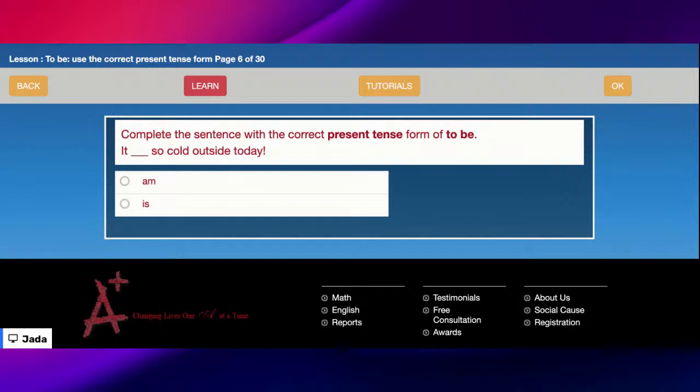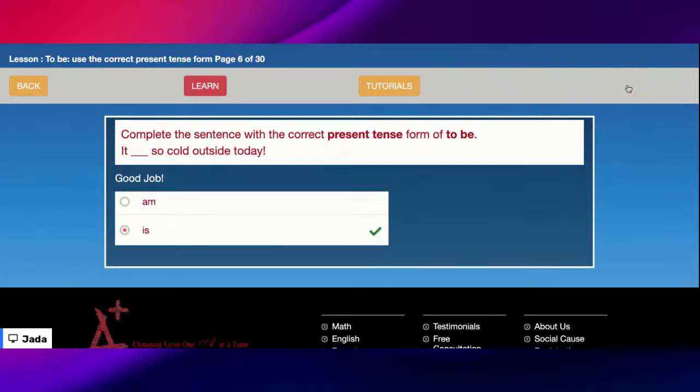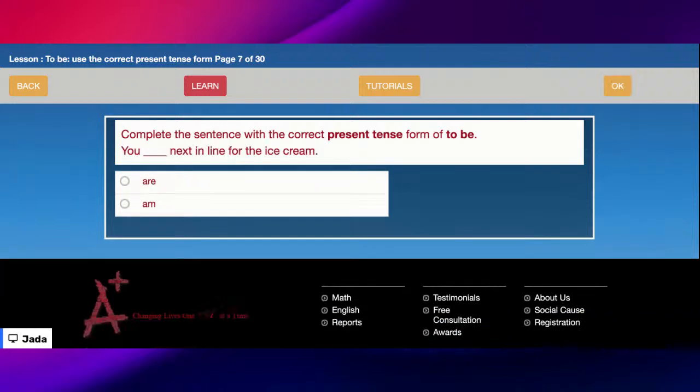It is so cold outside today. You dash next in line for the ice cream.